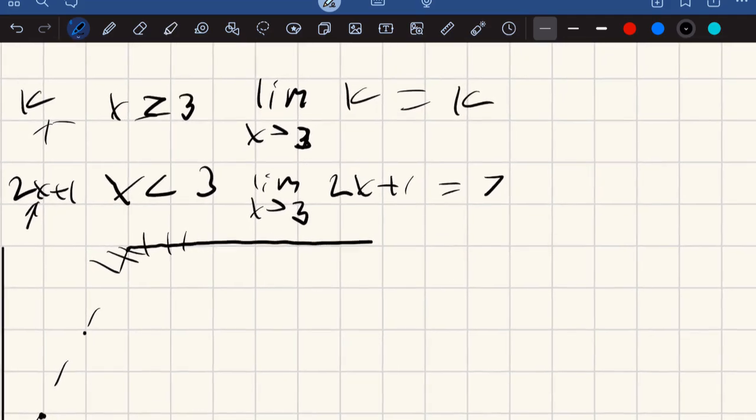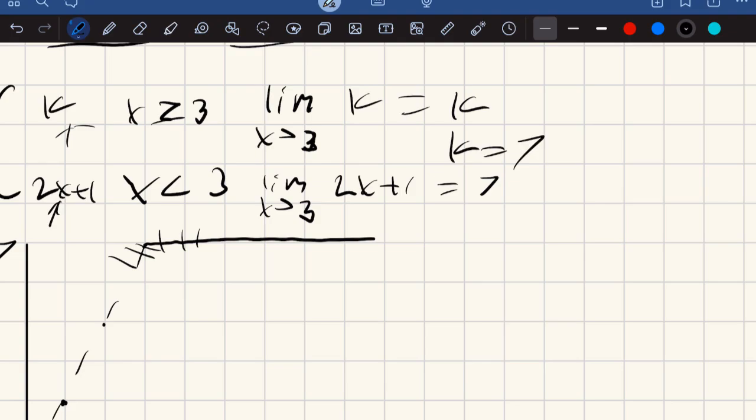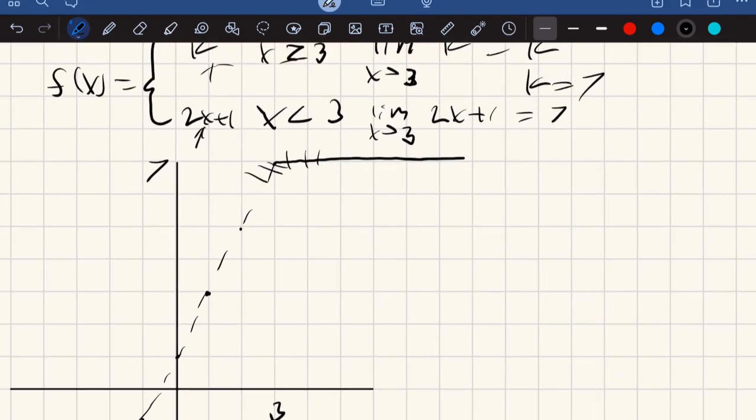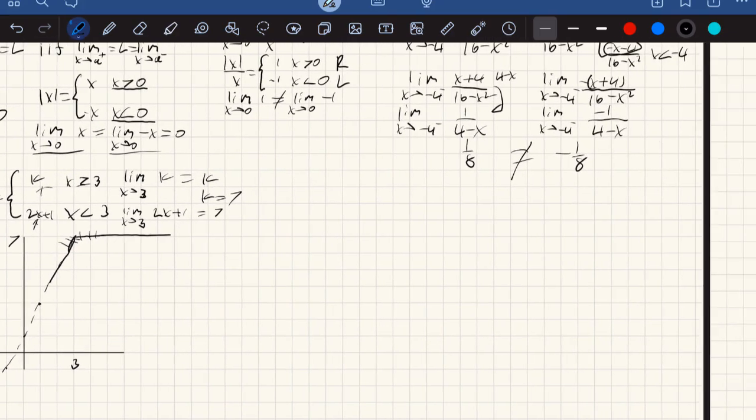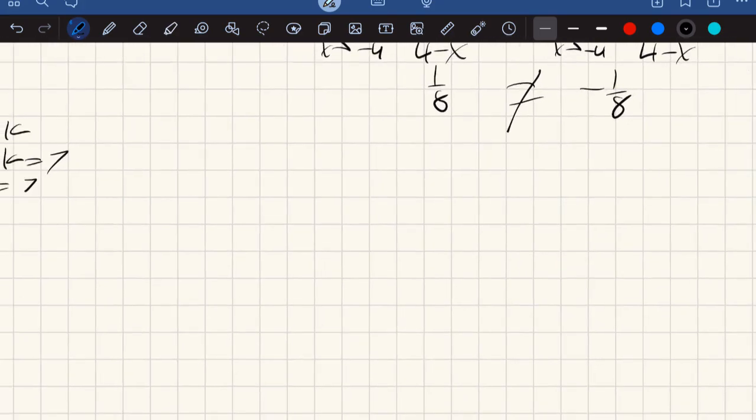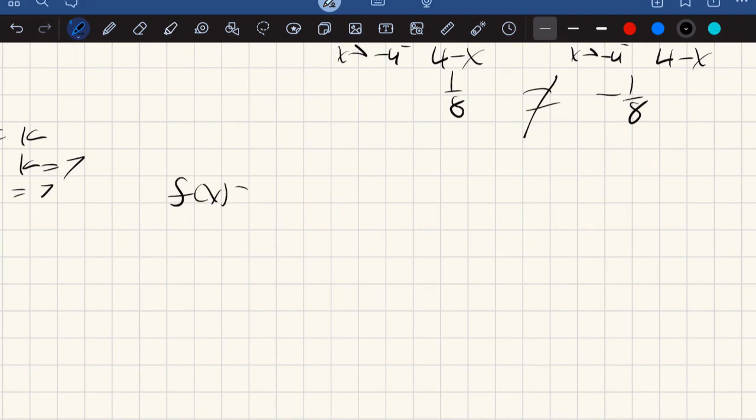And then you set the limits to be equal to each other, so you get k equals 7, which is true here, because when k is 7, the function is continuous. So now let's go over a harder variation of this problem. We have f of x equals the piecewise function kx plus 1 when x is greater than or equal to 1, and x squared plus 3 when x is less than 1.